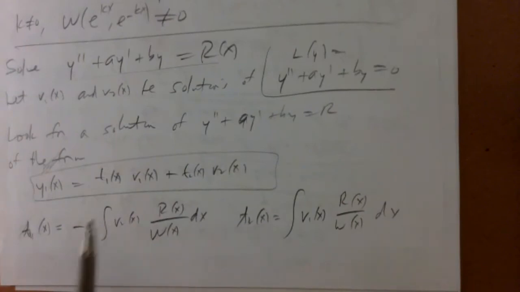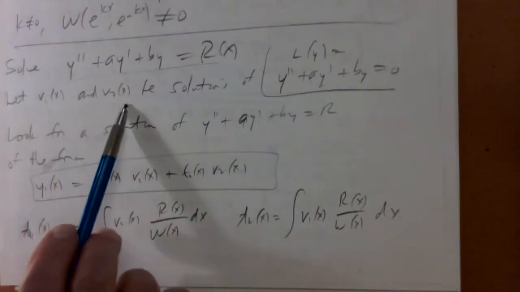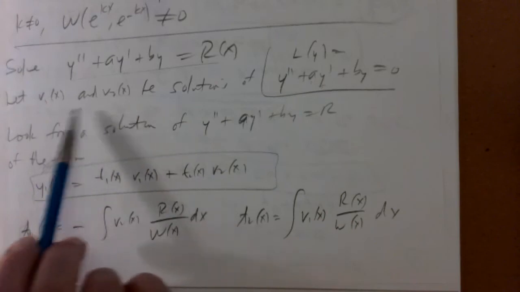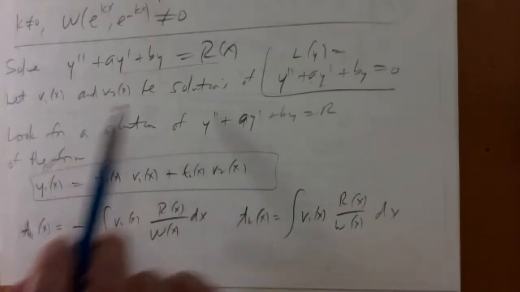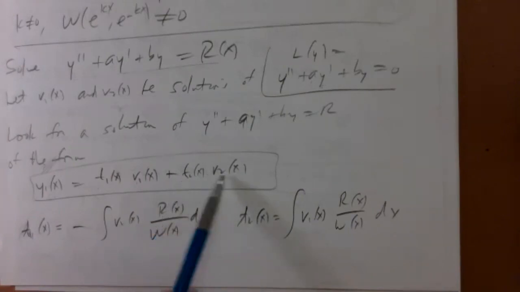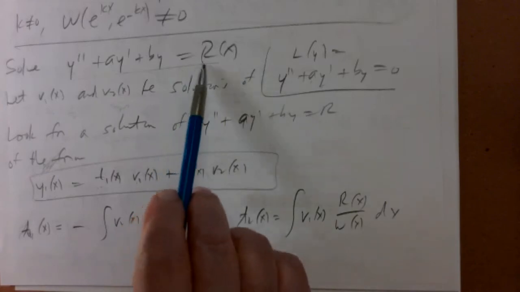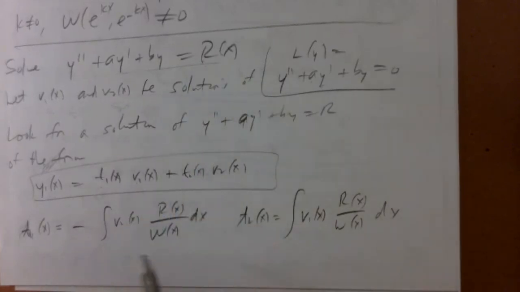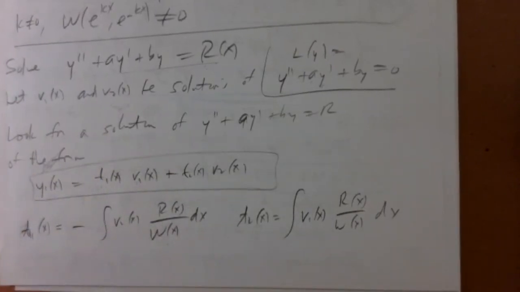So what's going into this solution? I have my homogeneous equation. And there are two fundamental solutions, v1 and v2, which involve exponentials and trig functions. There's going to be a solution of the non-homogeneous equation of this form, t1 v1 plus t2 v2. And now t1 and t2 are functions. So r(x) is the right-hand side of the equation. W(x) is the Wronskian of v1 and v2. And v1 and v2 are v1 and v2.